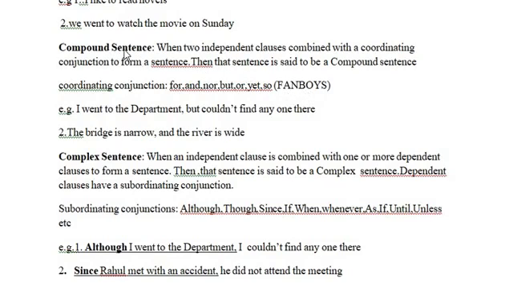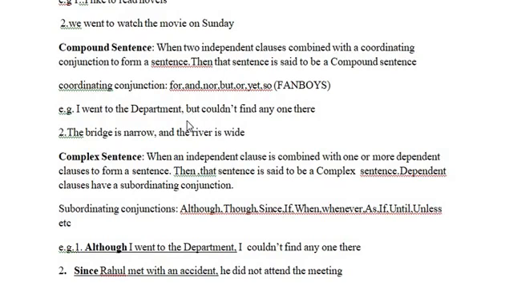Compound sentences are a combination of two independent clauses. When two independent clauses are combined, they should be combined with a coordinating conjunction, one of these conjunctions. For example, I went to the department, this is one independent clause. I couldn't find anyone there, this is another independent clause. These two independent clauses are combined by a coordinating conjunction, but.